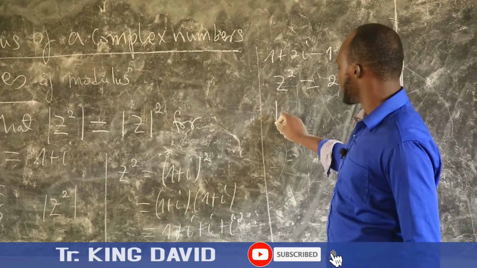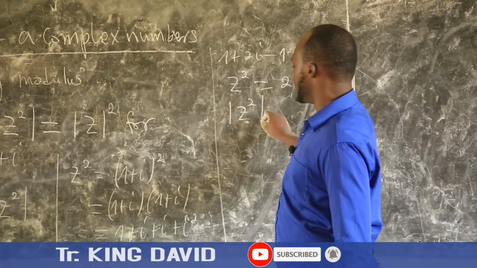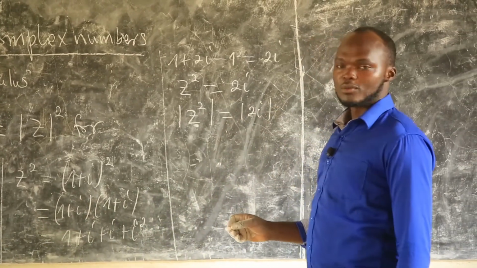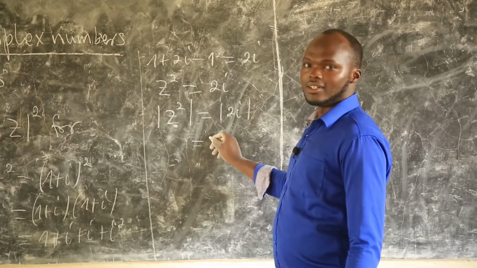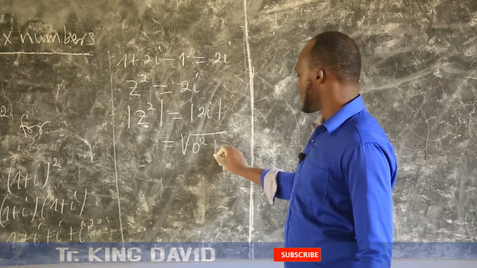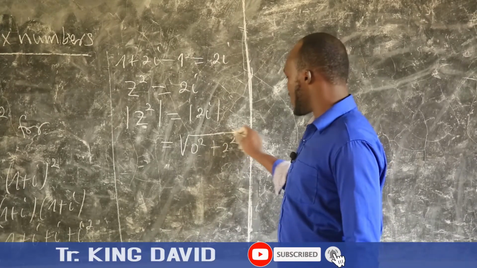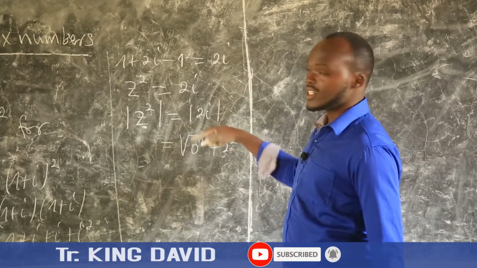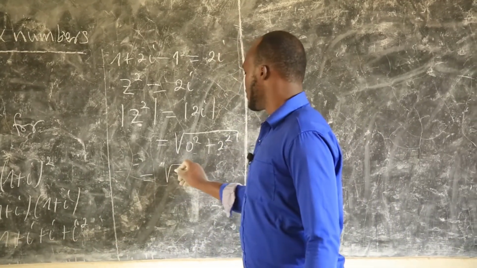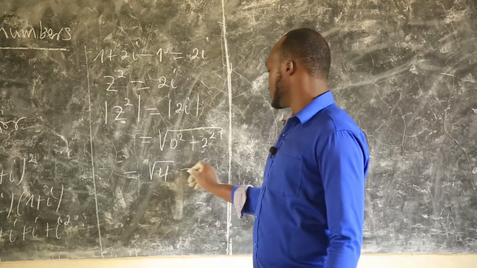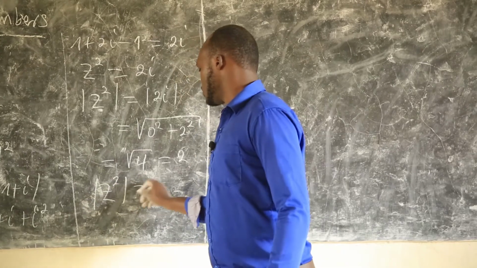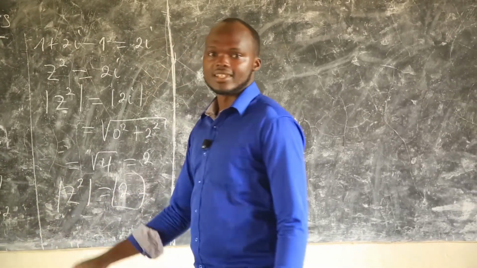So what is the modulus of Z squared? It is the modulus of 2i. What would be the modulus of 2i? It is the square root of 0 squared, because the real part is 0, plus 2 squared, because the coefficient of i is 2. So this is root 4, and the square root of 4 is 2. So the modulus of Z squared is 2. This is our left-hand side.